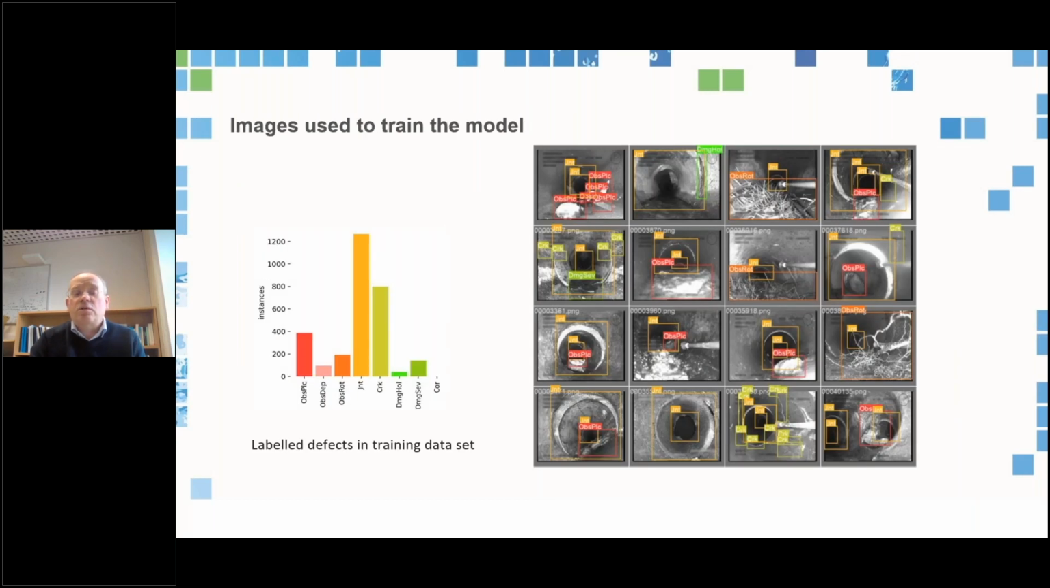So in terms of the images that we've used to train the model, you can see that I've given you a sort of frequency plot of the images or defects within the data set that we've used. One of the issues using deep learning approaches, Antonio says, is you've got to define a bounding box that contains the artifact that you wish to look at. So on the right hand side here, you can see some manually applied bounding boxes in the training data set that highlights defects such as joints or deposits or cracks or structural defects such as holes.